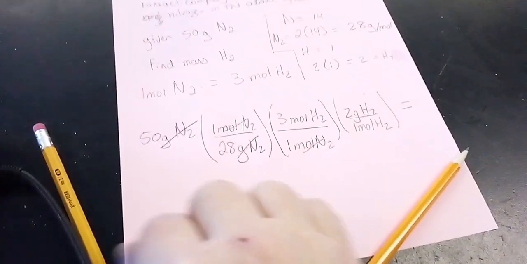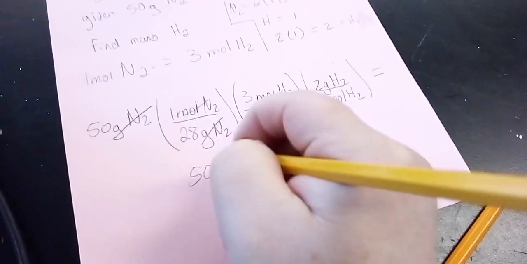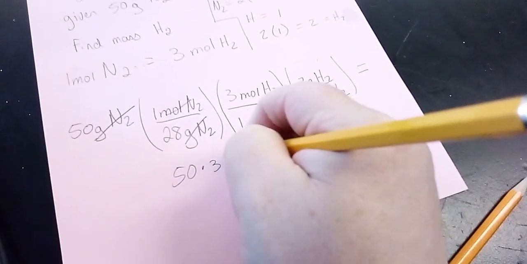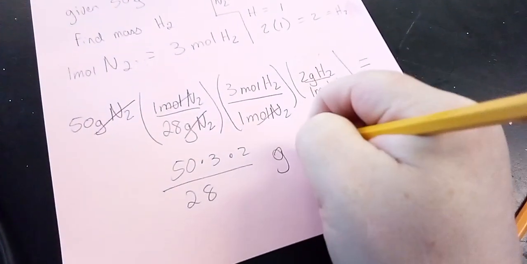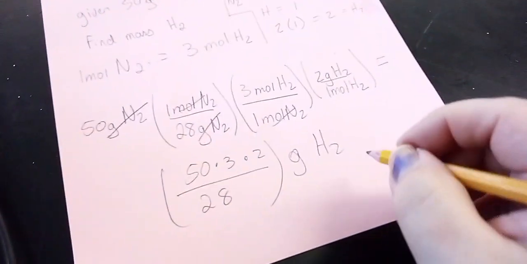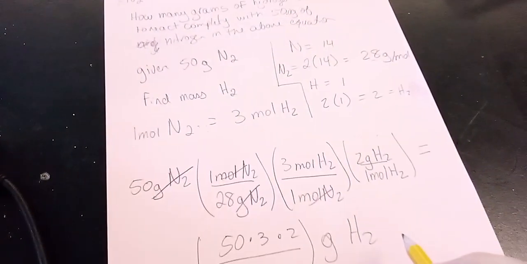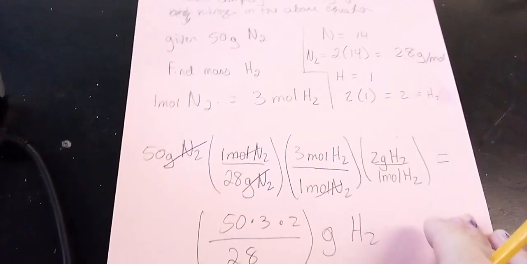So if you put all this in the calculator, so pretty much what you have to do is 50 times 3 times 2 divided by 28. That will give me the grams of H2. So if you put this in the calculator, that would be the answer for this problem. Any questions? Feel free to ask, but this is the procedure.